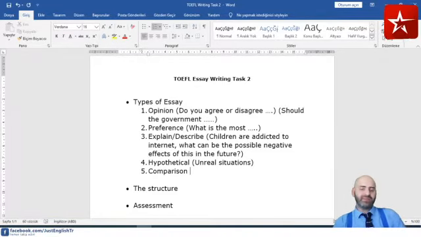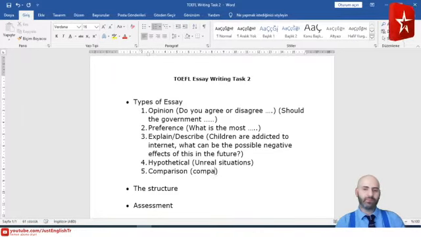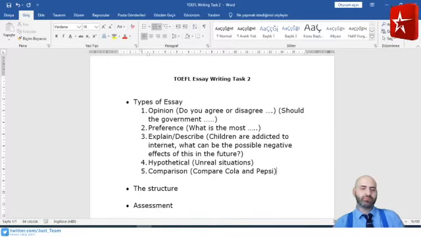So we have these 5 types of essays. Let me write example here for you. Compare cola and Pepsi. Now I will ask you some questions. I will give you some essay topics, and can you please tell me which type of essay it is, okay?